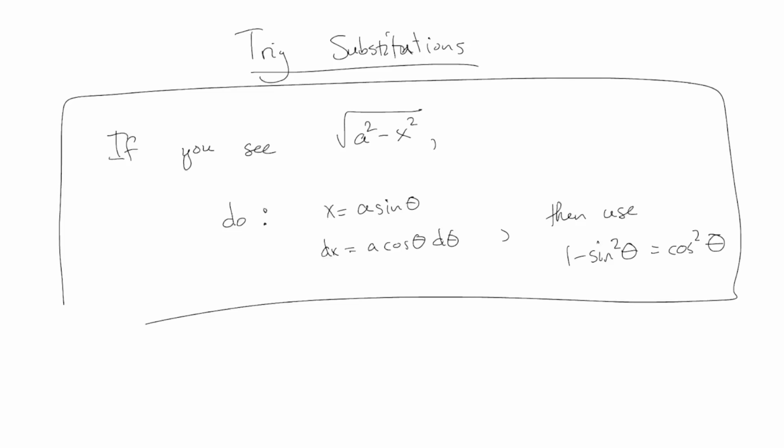The other one, just a little spoiler alert, is what if it's a plus rather than a minus? Then there's a slightly different thing, but we'll get to that later on. But this is the first type of the trig substitution. We did one example last time. I'm going to do one now, and then I got one for you all to try.